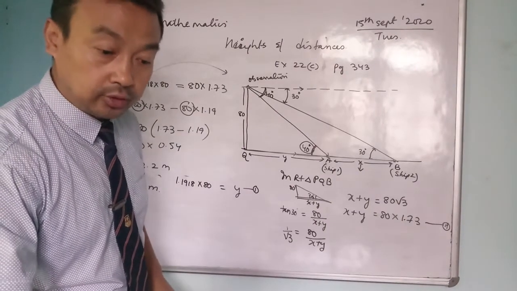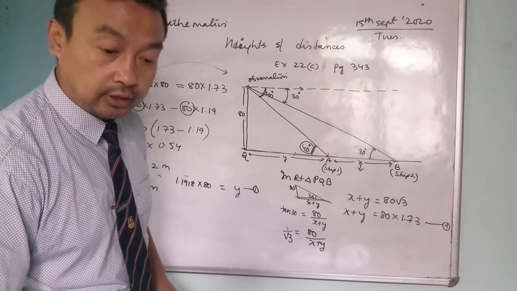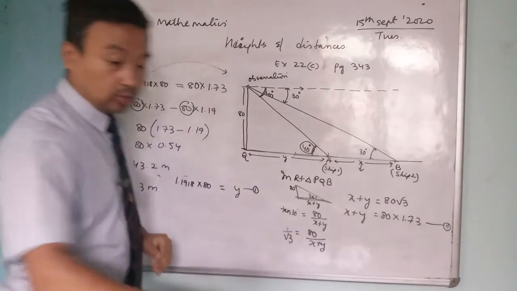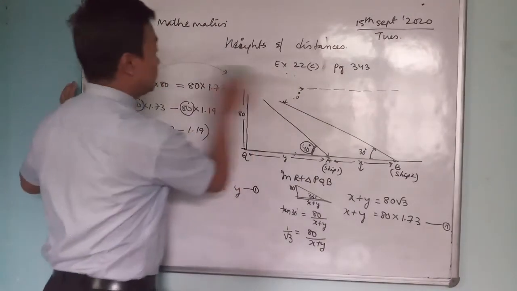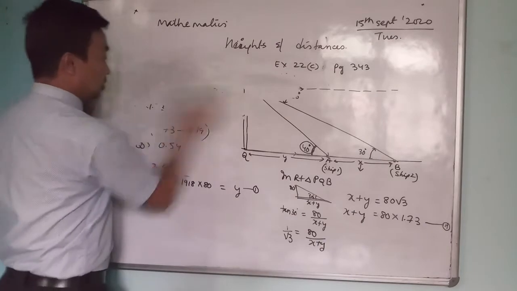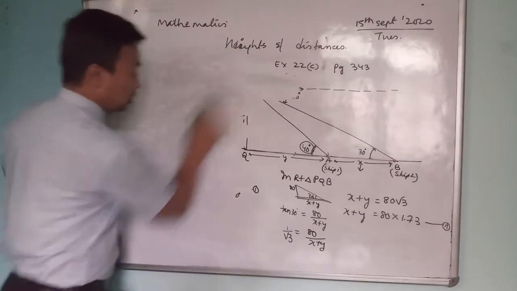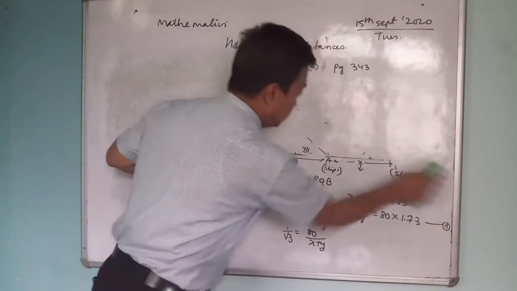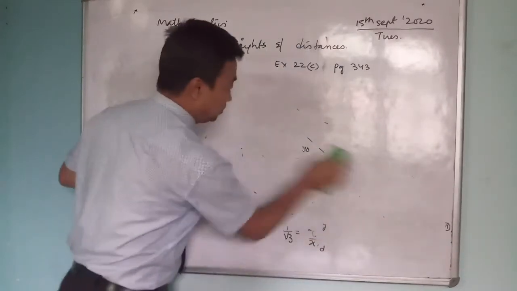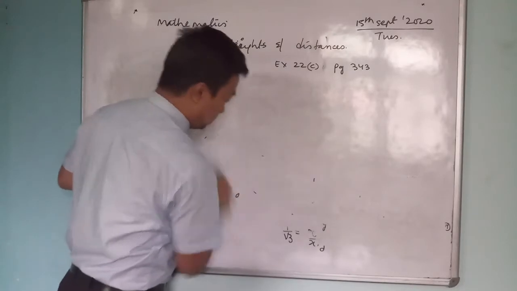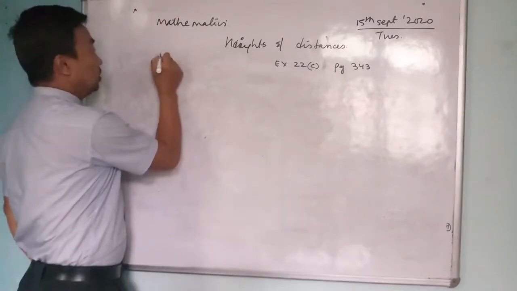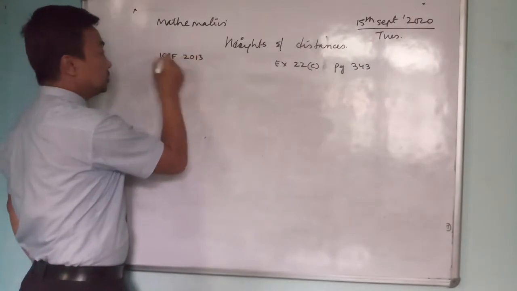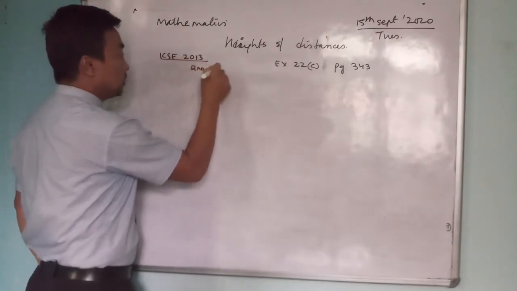Let us solve the next question, that is ICSE 2013. In your textbook, it is the same exercise, same page, question number 18. Okay, let me rub this quickly and read to you question number 18, because writing that question on the board will be a lot of time consuming. So let us see the next question. ICSE 2013, question number 18 in your textbook.